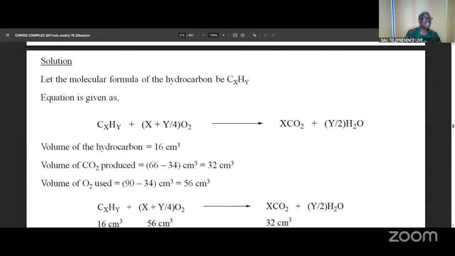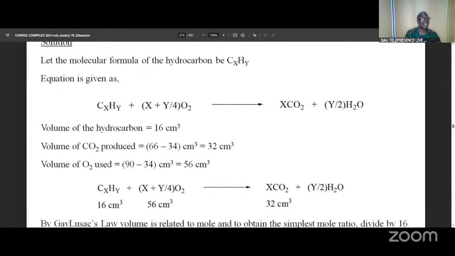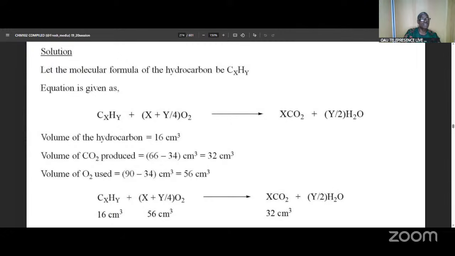Now let's solve this together again. Let's pay attention. It can be very interesting if you get it. Let's assume the molecular formula of that hydrocarbon is CxHy. So applying our earlier equation, it will be CxHy plus (x + y/4). I'm sorry, I think the x and y should be lowercase, but I will correct that in the note that I will send to you.